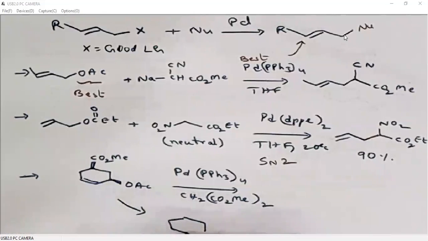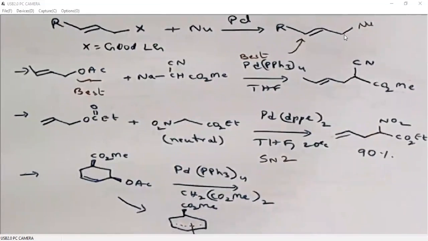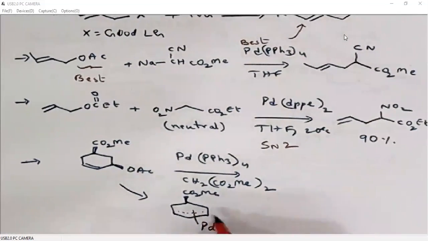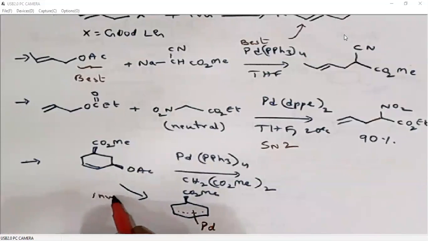In the first case, palladium will add, so that when OAc is leaving, palladium will add from the other side. As I said, it may be involved in resonance, so the coupling may occur here or here. So palladium comes from the opposite side. So we will observe inversion of configuration for the first time.